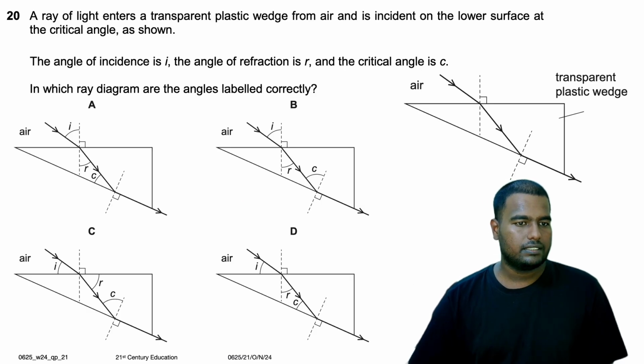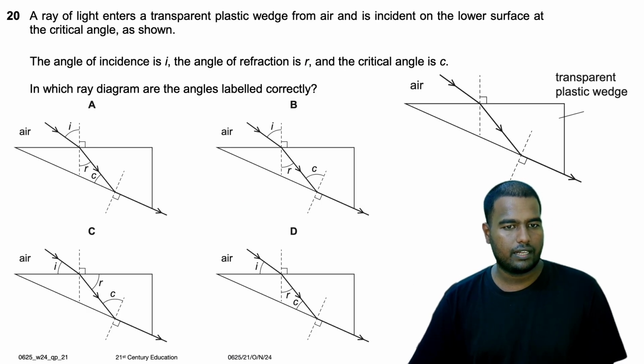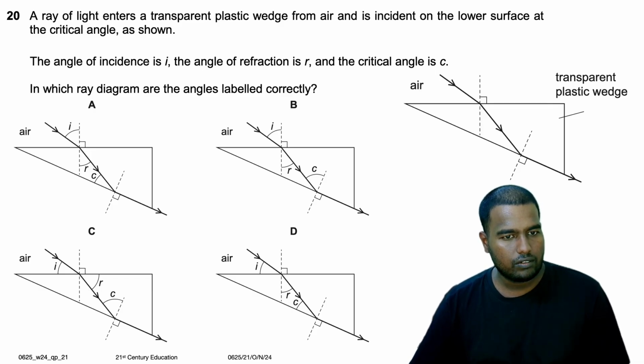A ray of light enters a transparent plastic wedge from air and is incident on the lower surface at the critical angle as shown. The angle of incidence is I, the angle of reflection is R, and the critical angle is C. In which ray diagram are all the angles labeled correctly?